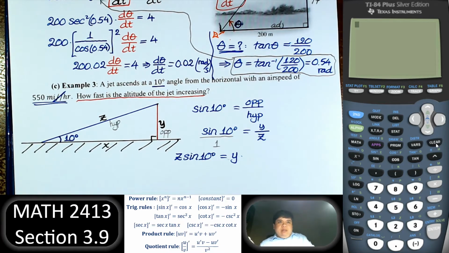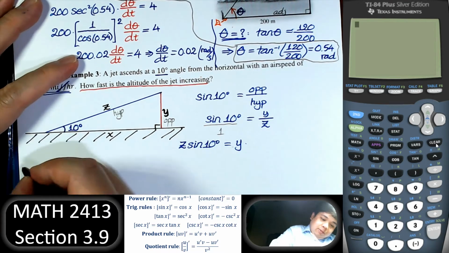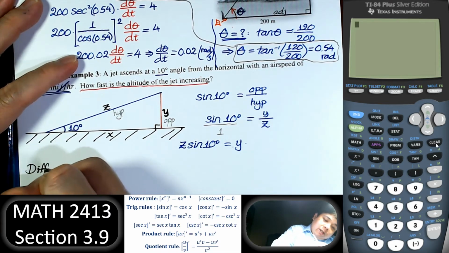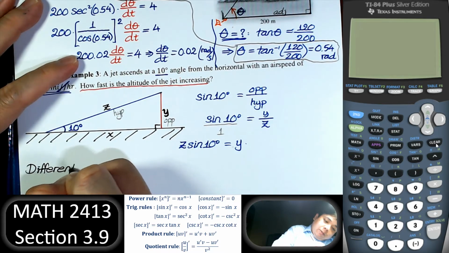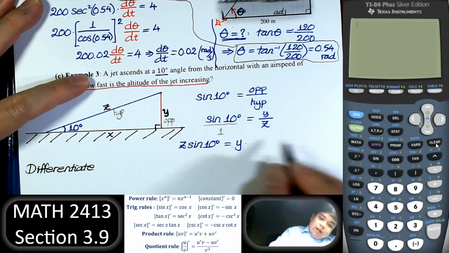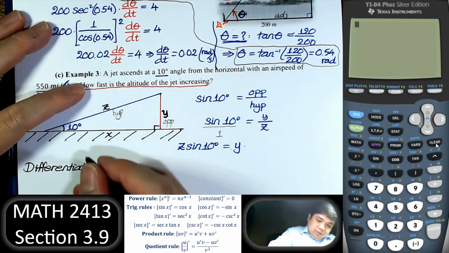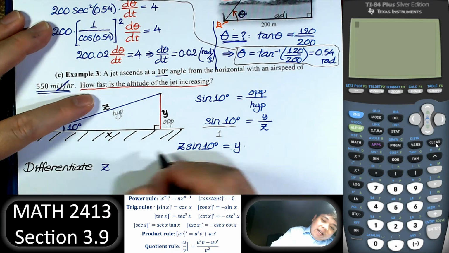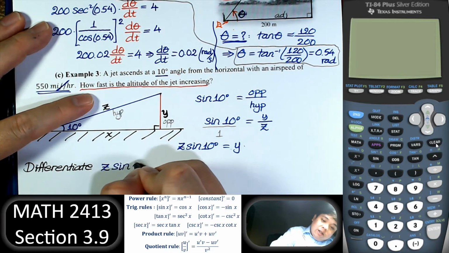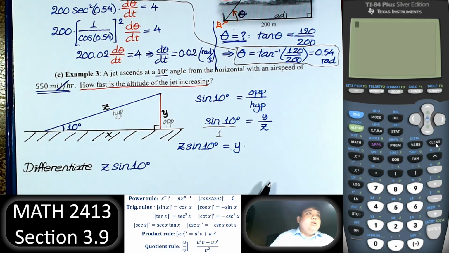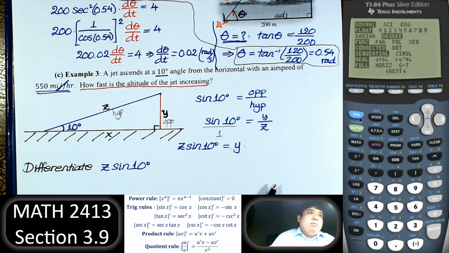Now, of course, we assume everything is a function of t and take the derivative with respect to t, right? So differentiate that equation. Sine of 10 degrees is a constant. Make sure it is in degree mode if we need to. So that is in degree.